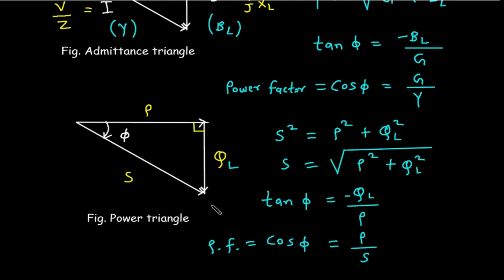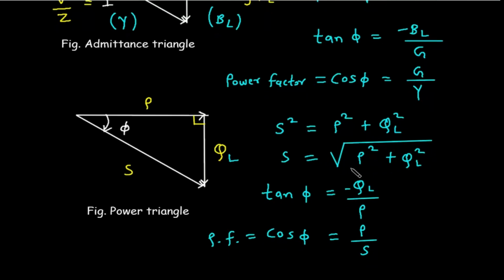Now power triangle. So this is a power triangle. This S represents apparent power, this P represents true power or real power or active power, this QL represents reactive power, this L represents inductive reactive power. Now again we can apply the Pythagoras theorem here. So S square is equal to P square plus QL square. Now from this, S is equal to under root of P square plus QL square.